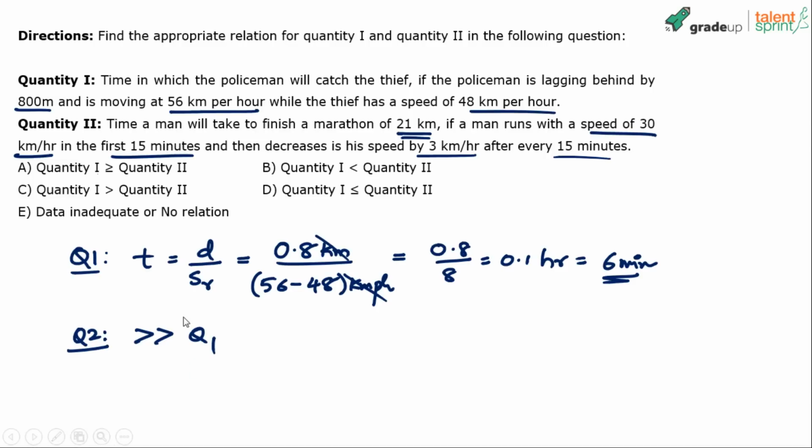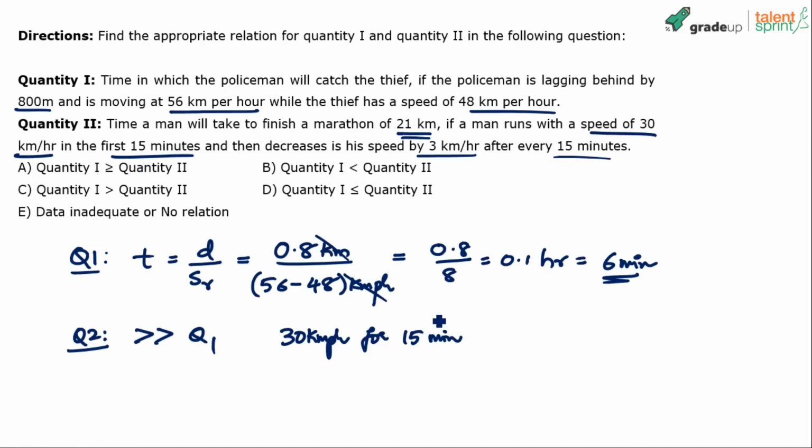How can I say that? See, what was his initial speed? 30 kilometers per hour. At 30 kilometers per hour, if he runs for, let's say, 15 minutes, how much distance will he cover? In the first 15 minutes, how much will he cover? See, his speed is 30 kilometers per hour in the first 15 minutes.